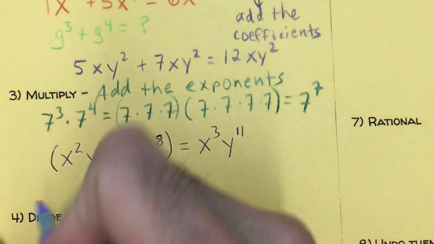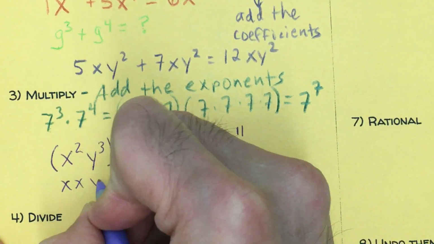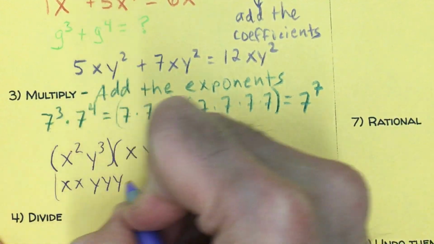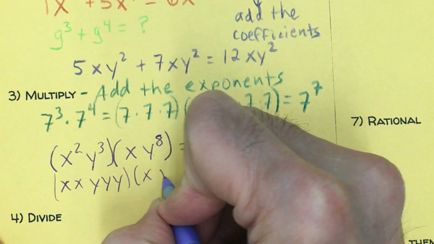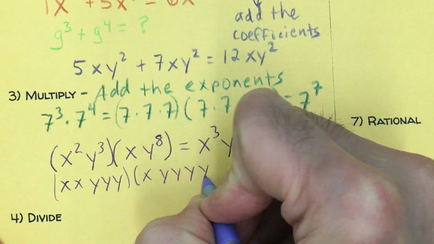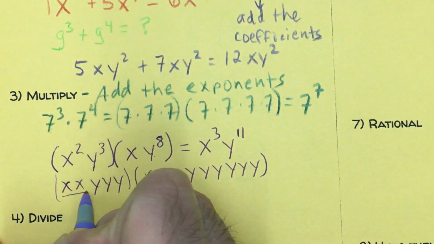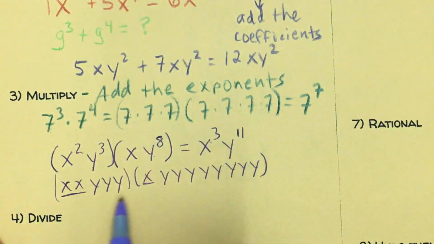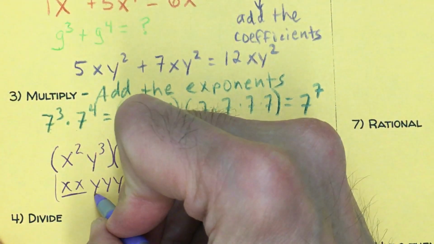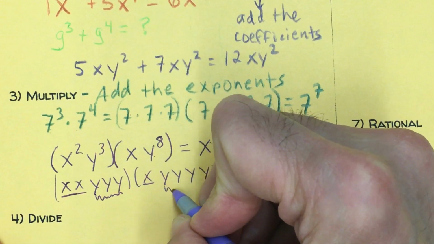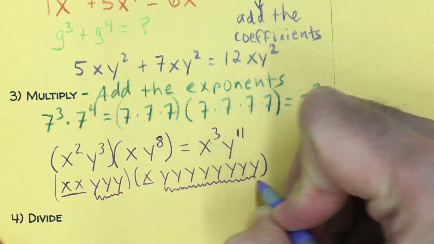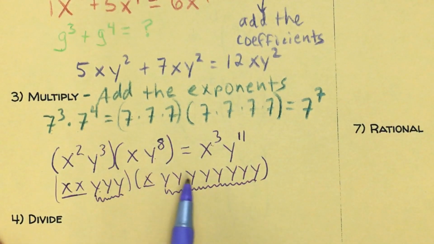If I wrote it all out, it would look like this. X, 1, 2, 3. X, 1, 2, 3, 4, 5, 6, 7, 8. 3 of them, and then y, 1, 2, 3, 4, 5, 6, 7, 8, 9, 10, 11.